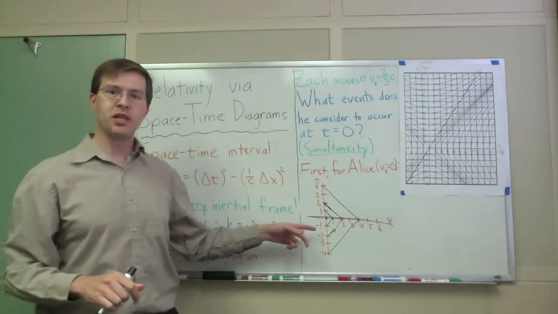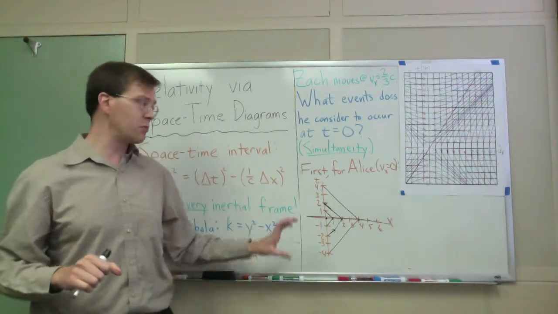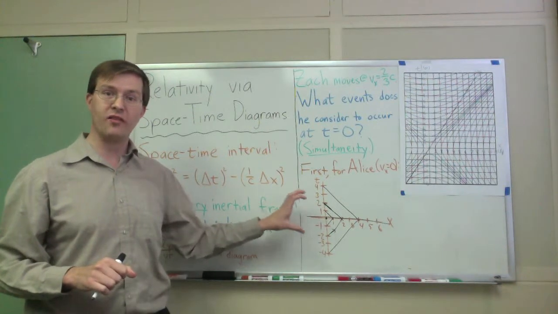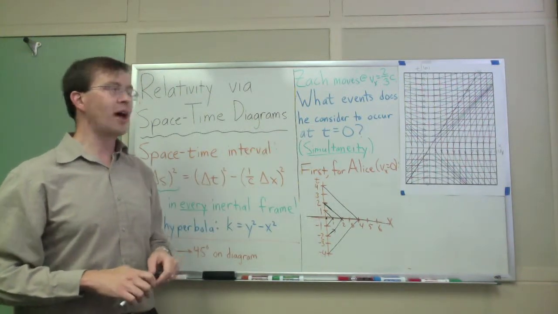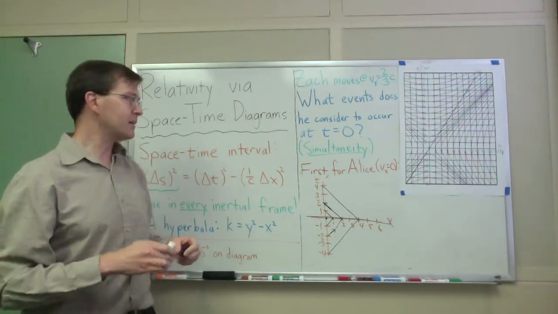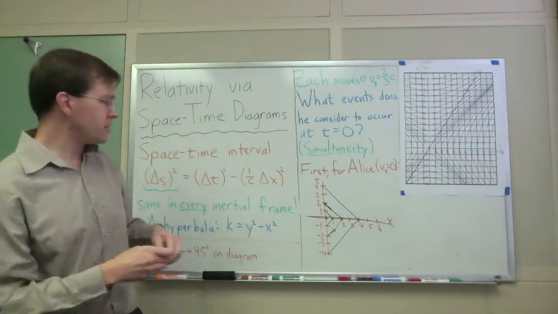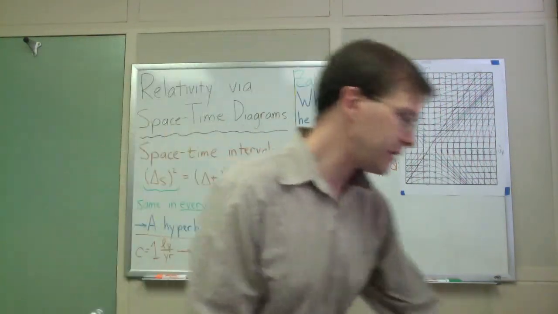And that's Alice's perception of time equals 0. Thus far, this is the most boring way of drawing the x-axis you've ever seen in your life. Let's apply it to Zach. Zach is traveling at speed 2/3 the speed of light.